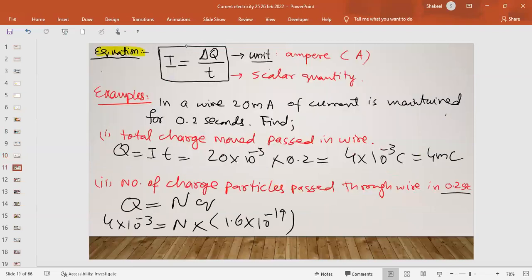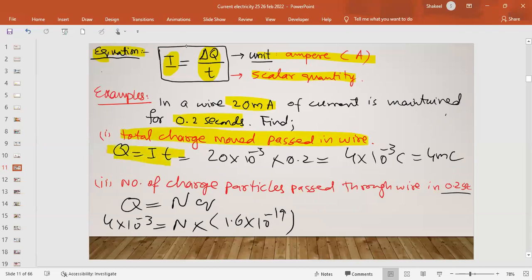Okay, next is the current equation. You already know it is rate of flow of charges. So delta Q by T, its unit is ampere. It is a scalar quantity. So here are like some examples. That if in a wire 20 milliampere of current is maintained for 0.2 seconds, then you have to find how much total charge is moving through the wire.